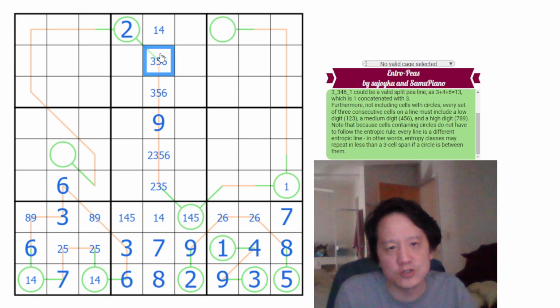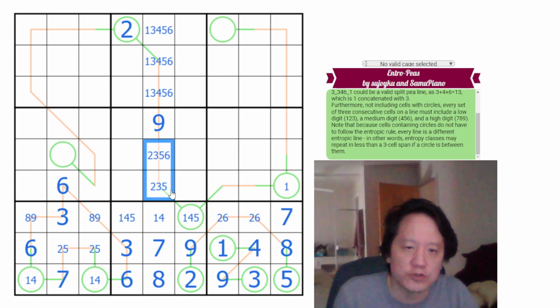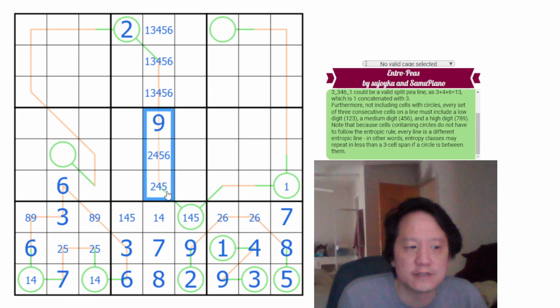So this cannot be 2. So this is 1, 3 with 4, 5, or 6. This is also 1, 2. Okay, so the 2 has to be on the thing because the 2 cannot be here. So 2 is here, which means 1 or 3 cannot be here. So this is 2, 4, 5, 6. So the 2 has to be there. So it's 2 plus 9 is 11.